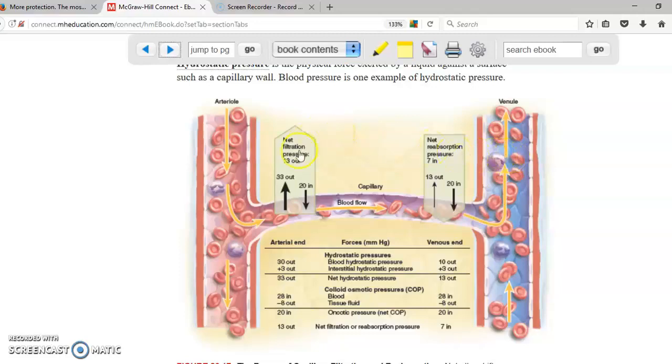So this is very important because, again, the gas exchange and the nutrient exchange and all the things that need to be exchanged between your tissues and your blood happens at this level due to the fact that we have these different forces.